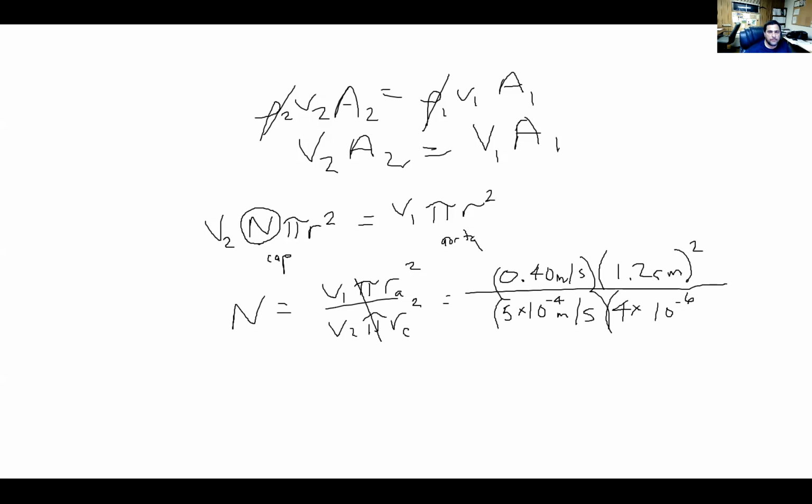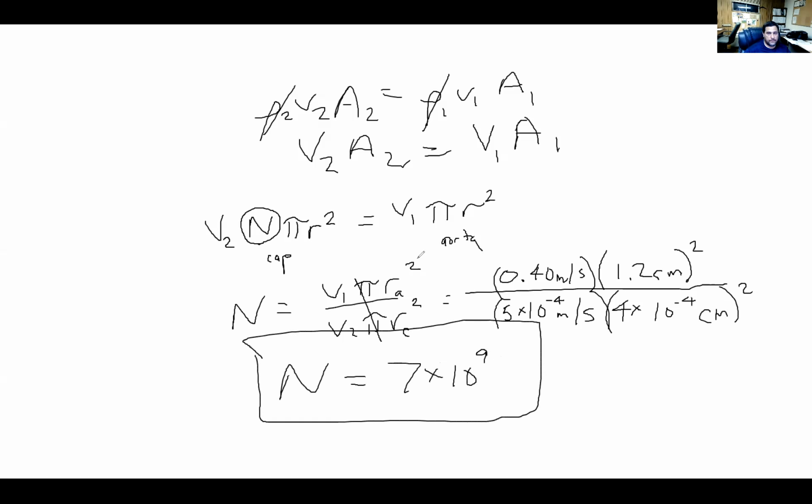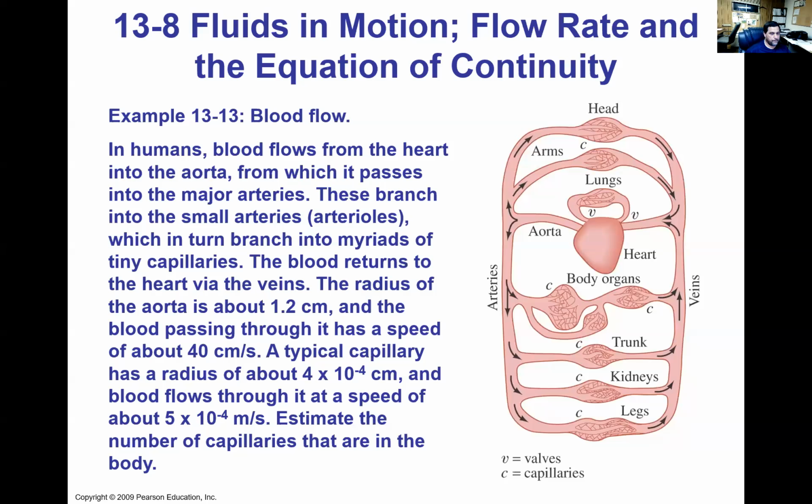Or I'm sorry, to the minus 4th centimeters. But that I'm squaring also. So the number of capillaries that I need is 7 times 10 to the 9th. So quite a lot. So there are quite a lot of capillaries in the body.